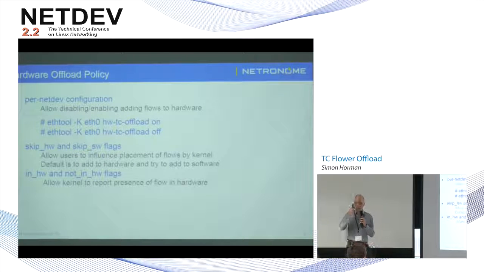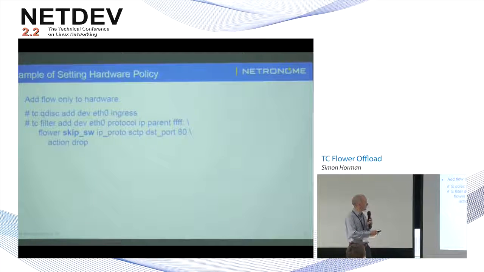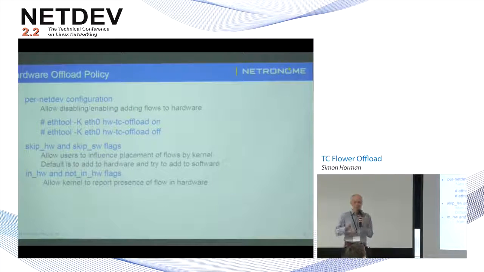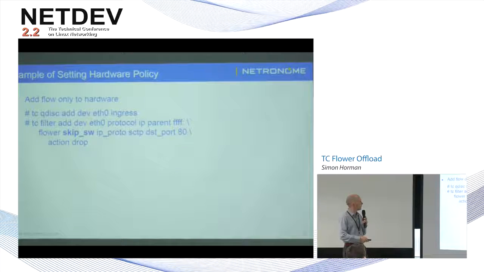That's very nice. We can control where our flows are, but it would also be nice to be able to inspect where they are. So that's where these separate flags come in: in hardware and not in hardware. And these allow you to see where the flows are. So I'll just show a quick example.